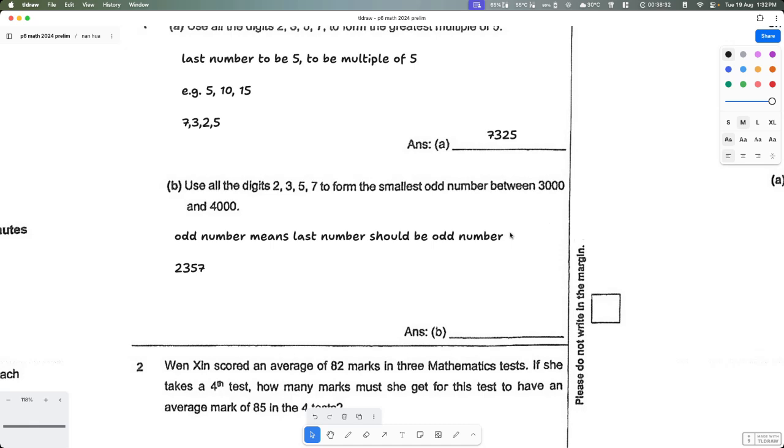2357, right? So that is the smallest, but we need the smallest odd number between 3,000 and 4,000. So it should be 3257. So the answer is 3257. Okay, let's move on to the next question.